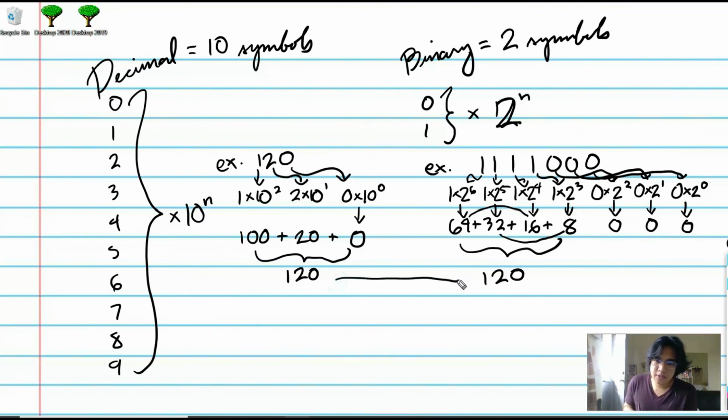Notice that these two numbers are equivalent, so we can say that the equivalent binary representation of 120 is actually this one. In the next video, we will be going over how you can convert binary to decimal and decimal to binary.